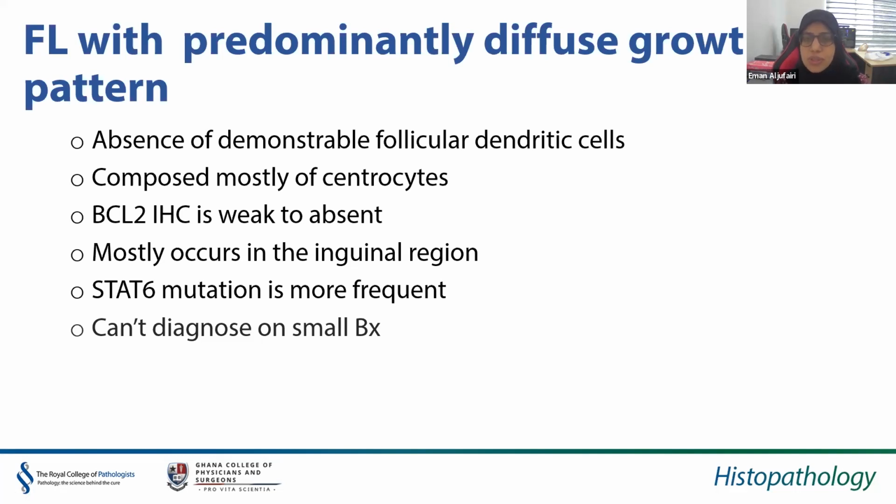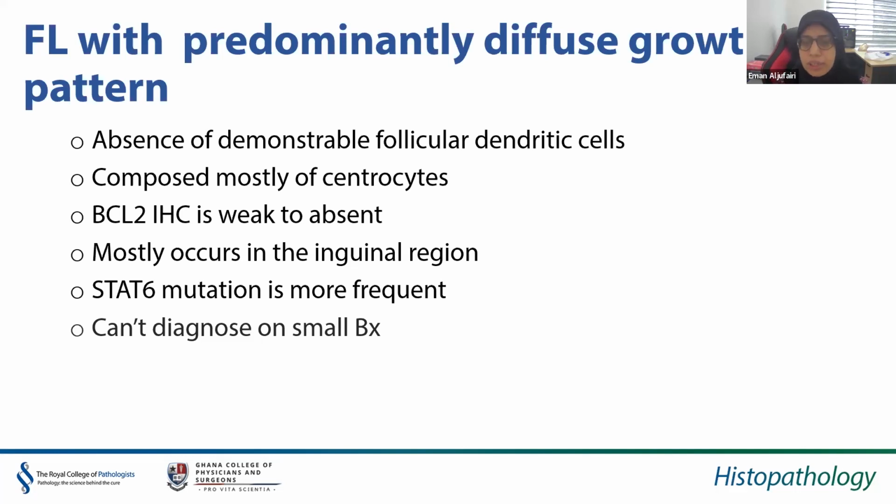So it's not just by H&E, because sometimes on H&E, you might feel this is a diffuse pattern, but when you do the IHC, you see that there are some areas of nodularity. These will be mainly centrocytes, so you have your small cleaved cells. And BCL2 IHC is usually weak or absent. They are more frequent in the inguinal region, and they have STAT6 mutation in many instances.